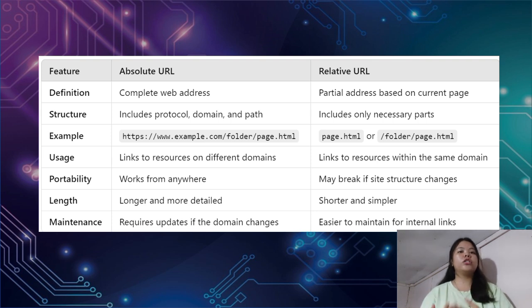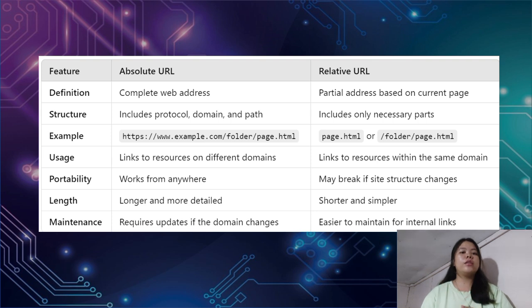In their usage, the absolute URL is used for linking to a resource on a different domain or website, while the relative URL is used for linking to a resource within the same website. As for their portability, the absolute URL always works from anywhere, regardless of the current page. It can be accessed from any page on the internet, and it always points to the same resource.